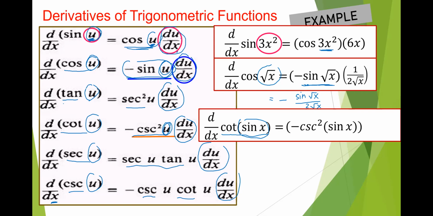Kaya negative cosecant squared. Sundan lang natin yung formula, di ba? So, negative cosecant squared of that u. Mag-a-appear pa rin siya dapat, ha? You have a u on the left, you have a u on the right, parang kanta, no? Okay? Tapos, ito lang yung factor mo. What's your du dx? What's the derivative of sine x? Yun yung simpleng cosine of x. Yeah, that's it, no?